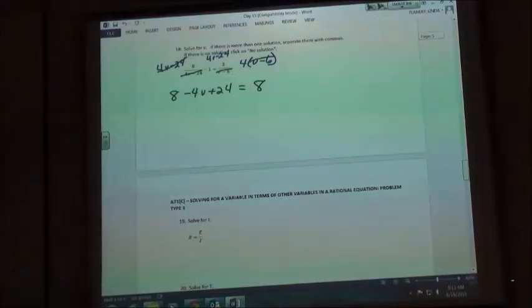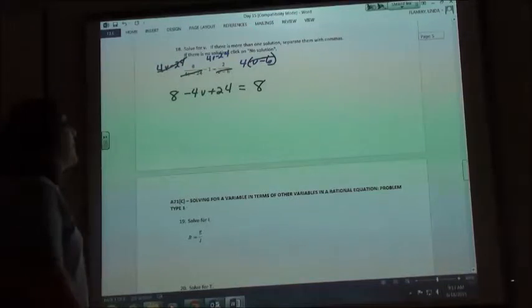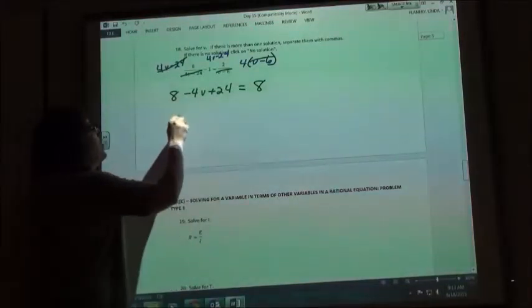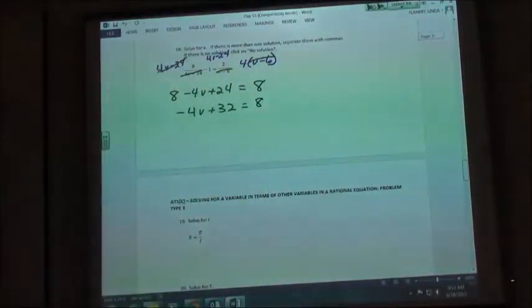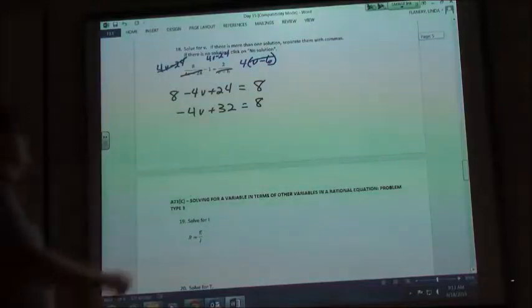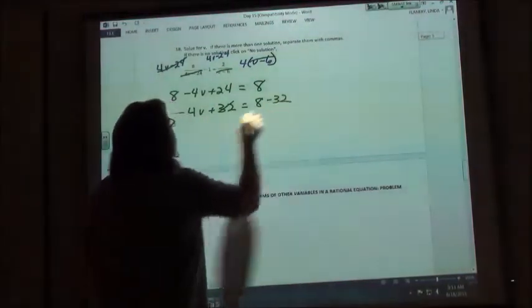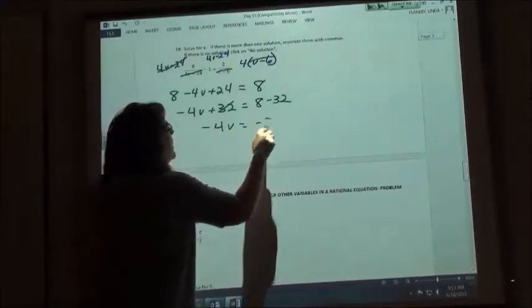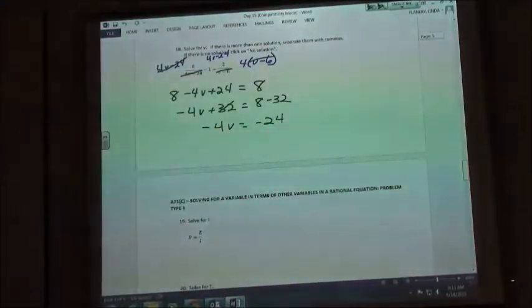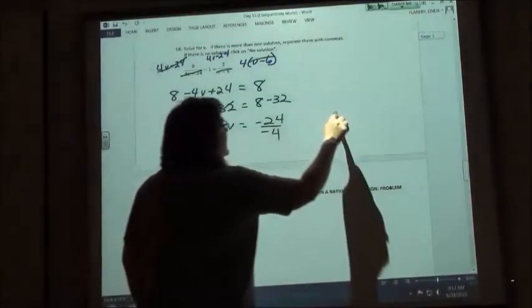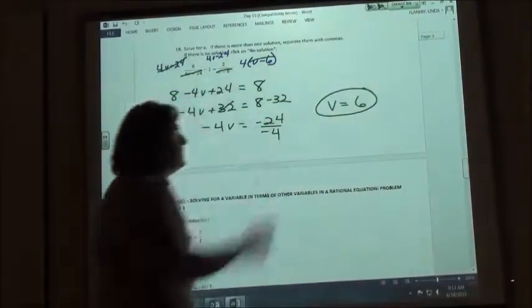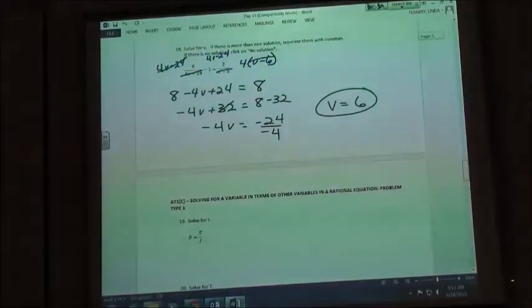So what's the next thing you want to do solving that? Combine like terms. Negative 4v plus 32 equals 8 then. And then I'm going to subtract my 32. Negative 4v equals negative 24. And then I'm going to divide, and my answer is going to be 6, right? That doesn't work out.